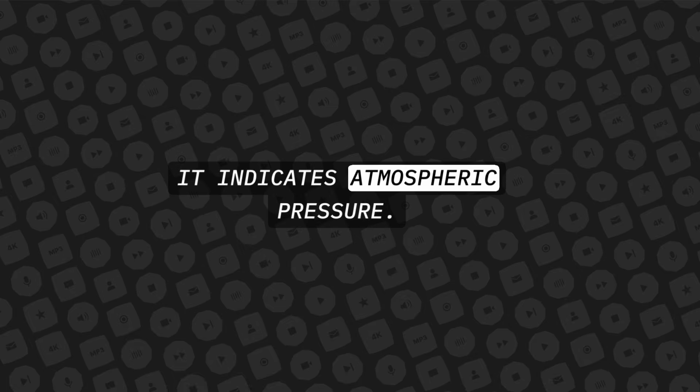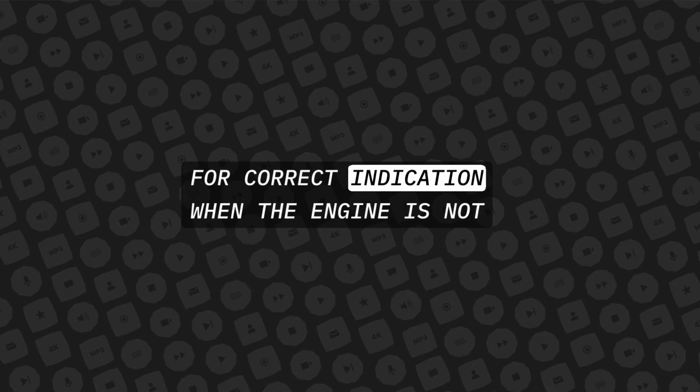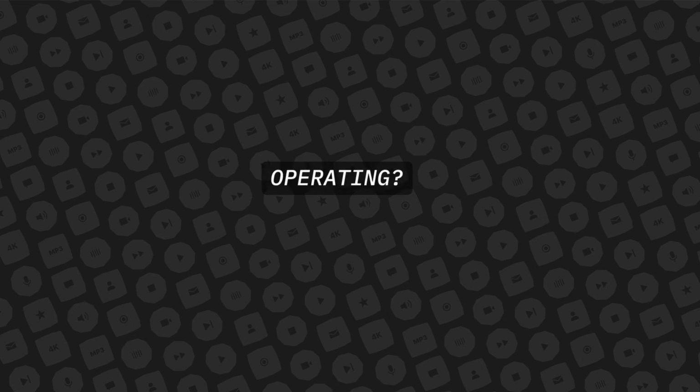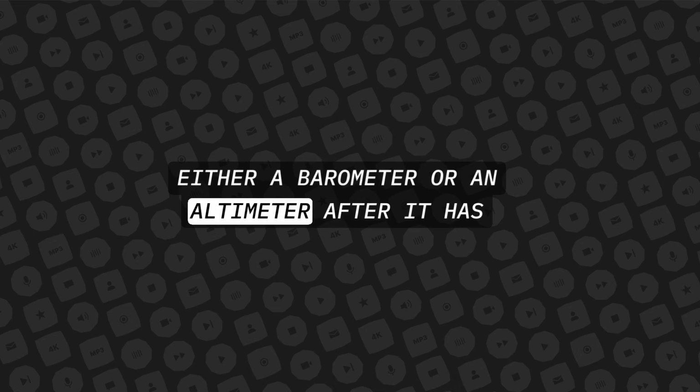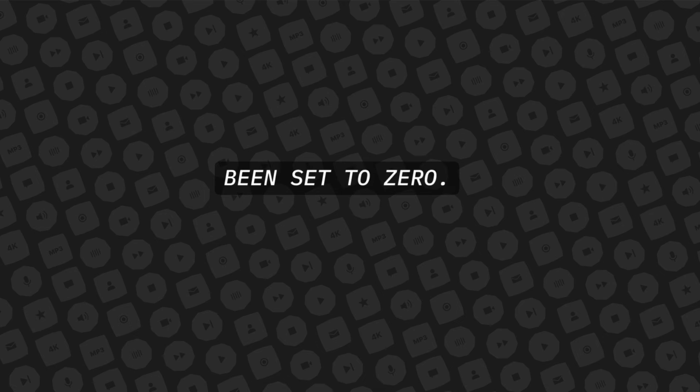What does the manifold pressure gauge indicate when the engine is not operating? It indicates atmospheric pressure. What is used to check a manifold pressure gauge for correct indication when the engine is not operating? Either a barometer or an altimeter after it has been set to 0.